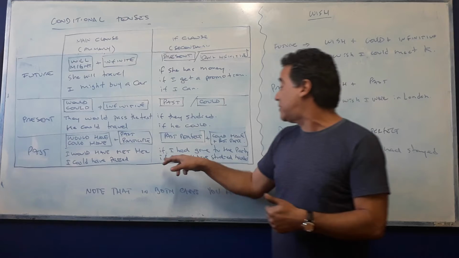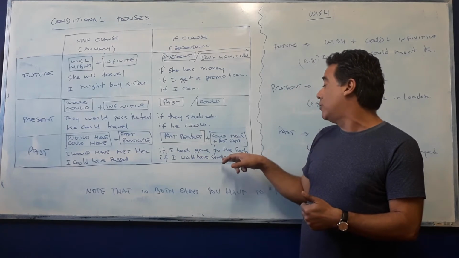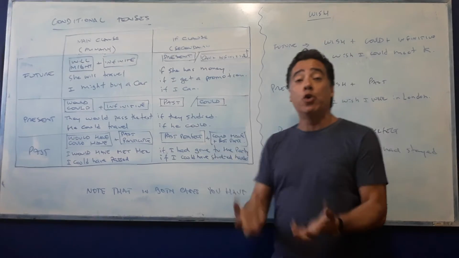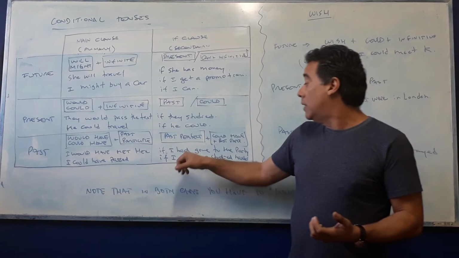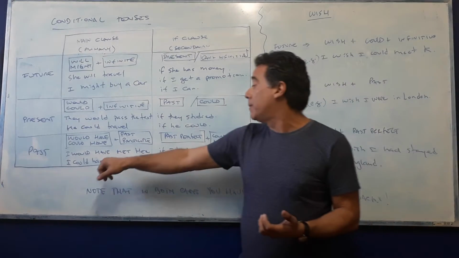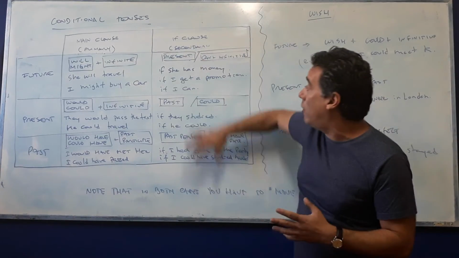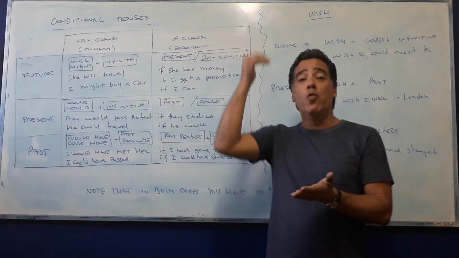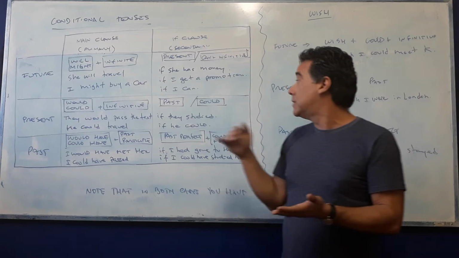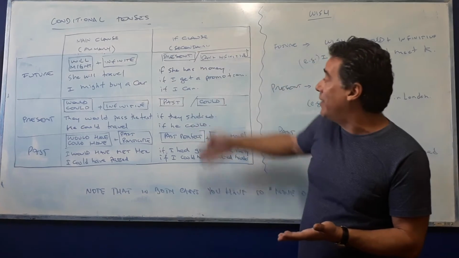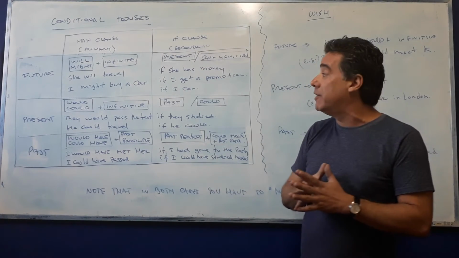I could have passed if I could have studied harder. Yes, I couldn't study harder. So, but if I could have studied harder, I could have passed the test. People, note that in the if clause, we have to move one tense back. Yes? This would be the equivalent in Portuguese to the subjunctive mode.